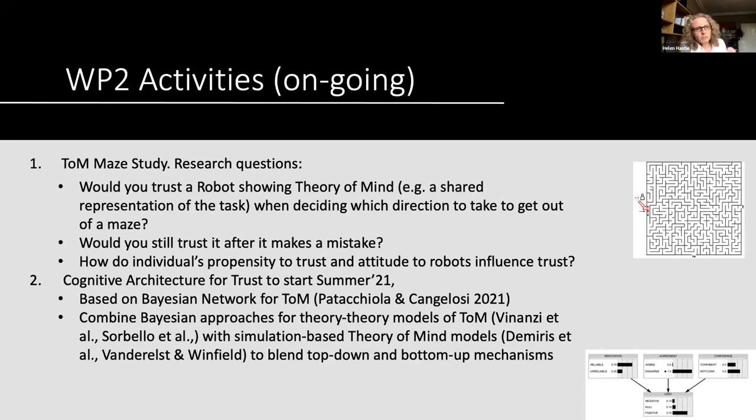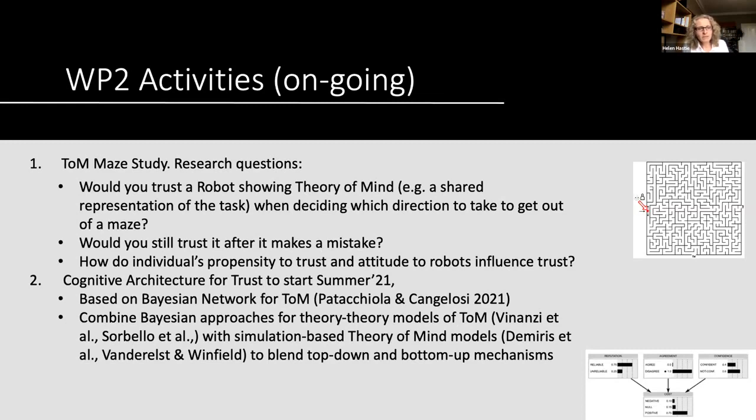And how do individuals' propensity to trust and attitudes to robots affect trust? We're all individuals, and we all have different propensity to trust humans, and we think that maps over to robots as well. So that's really important moving forward.